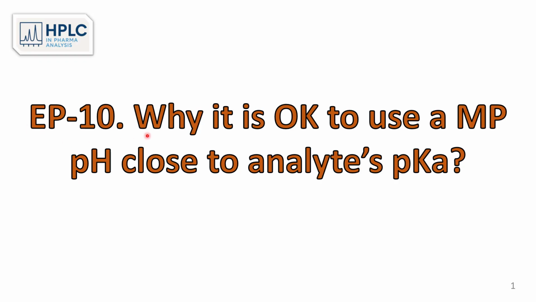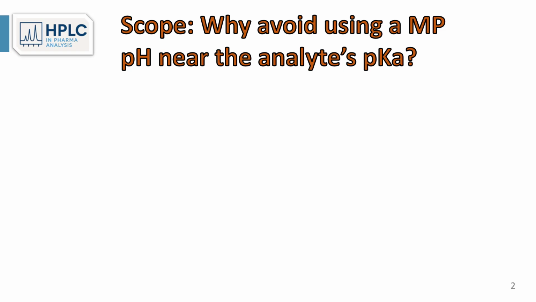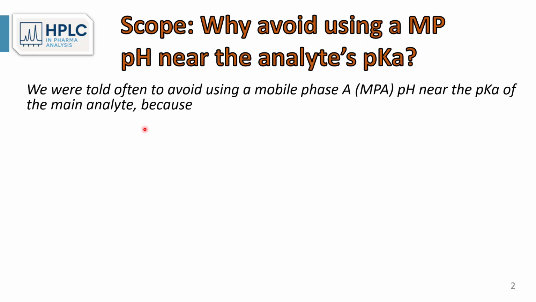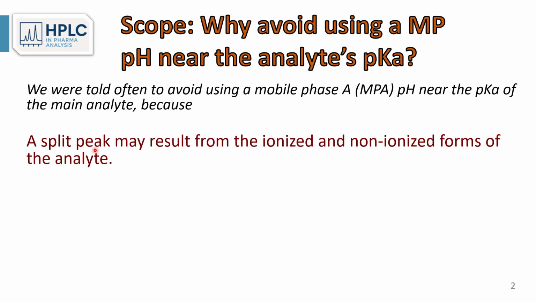Why is it okay to use a mobile phase pH close to the analyte's pKa? Scope. Why avoid using a mobile phase pH near the analyte's pKa? We were all told quite often by many people to avoid using a mobile phase A pH near the pKa of the main analyte because a split peak may result from the ionized and the non-ionized form of the analytes.